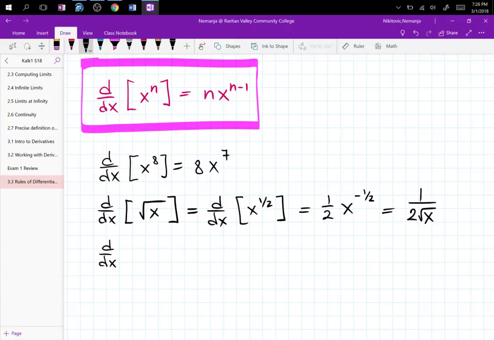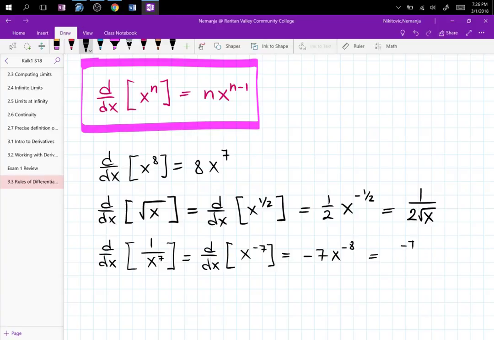And the last one over here is 1 divided by x to the 7th, which you can also rewrite as the derivative of x to the negative 7, which gives us negative 7x to the negative 8, which gives us negative 7 over x to the 8.